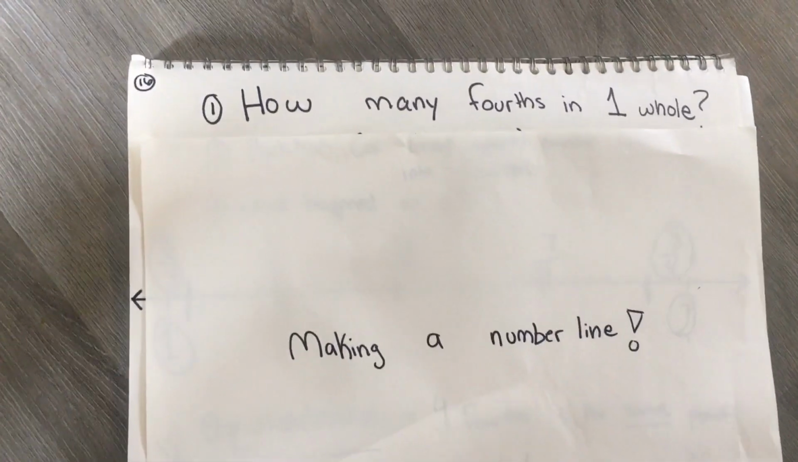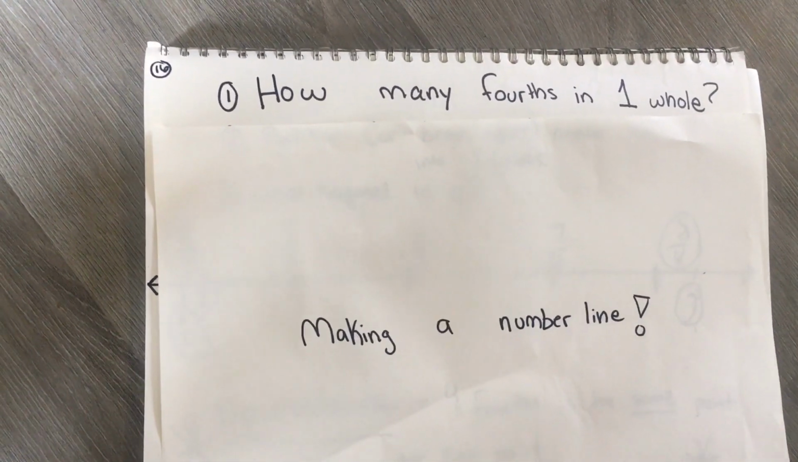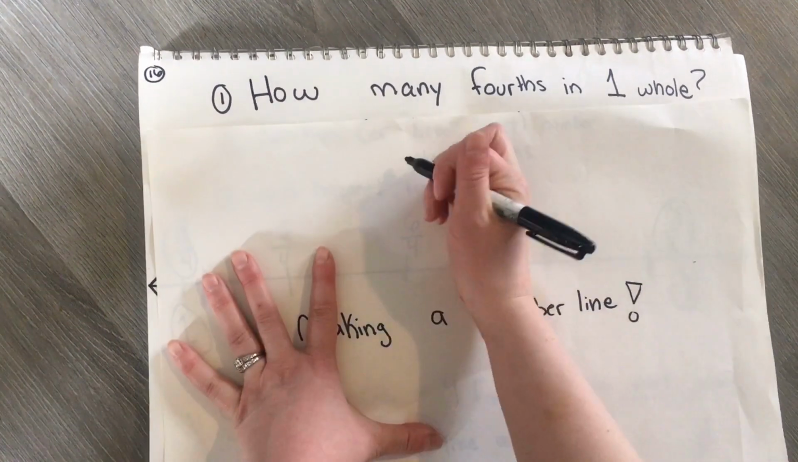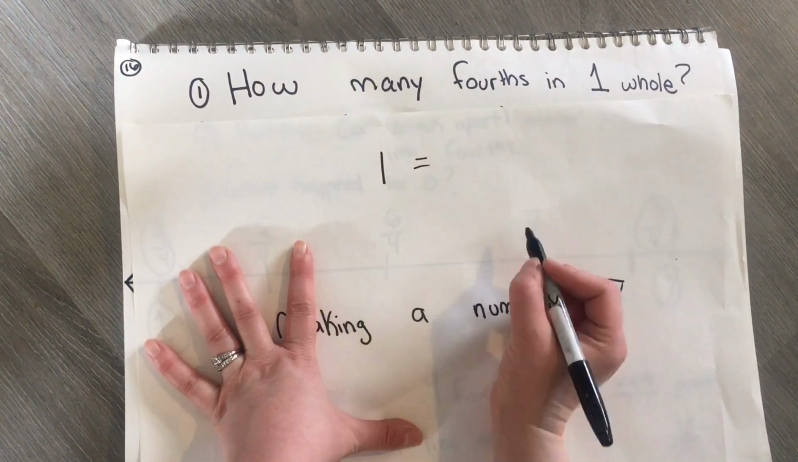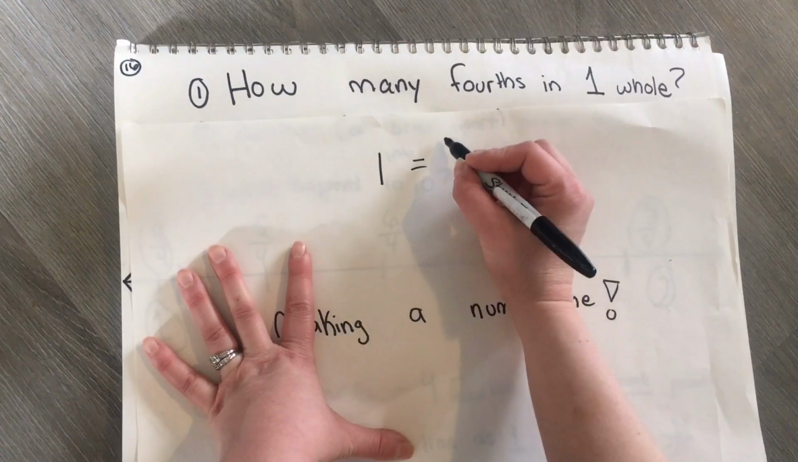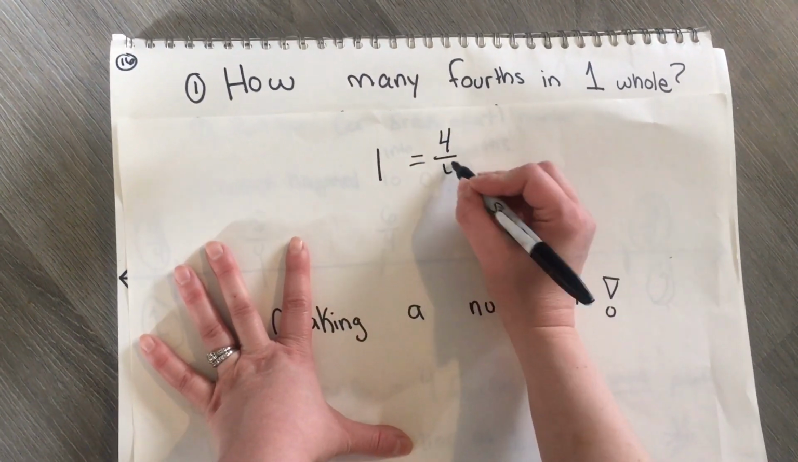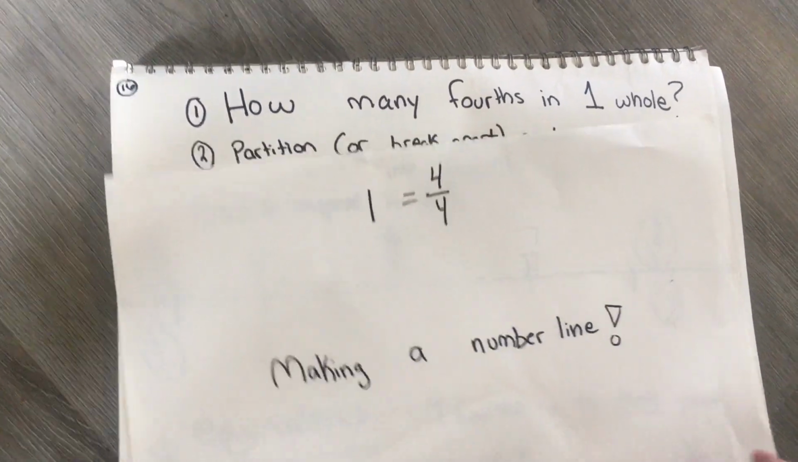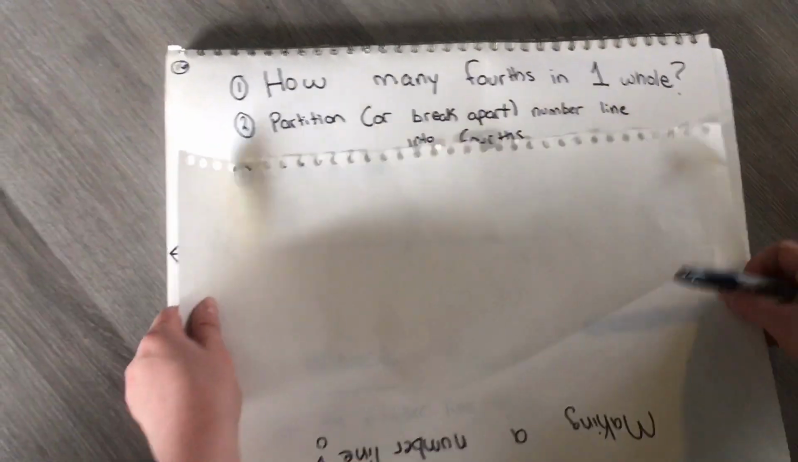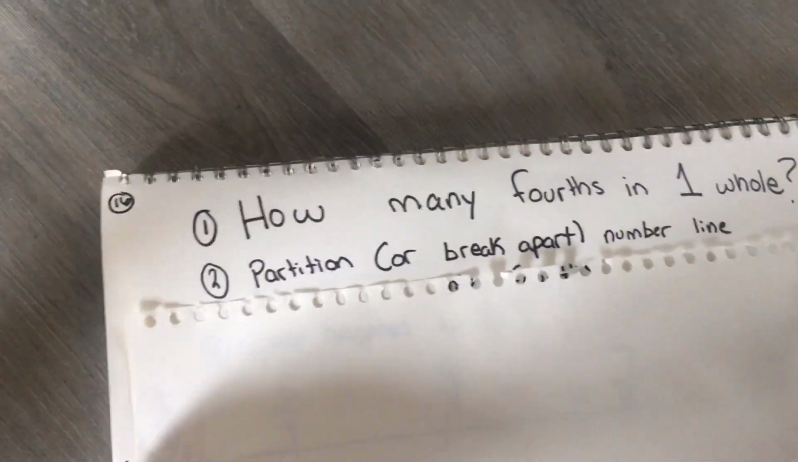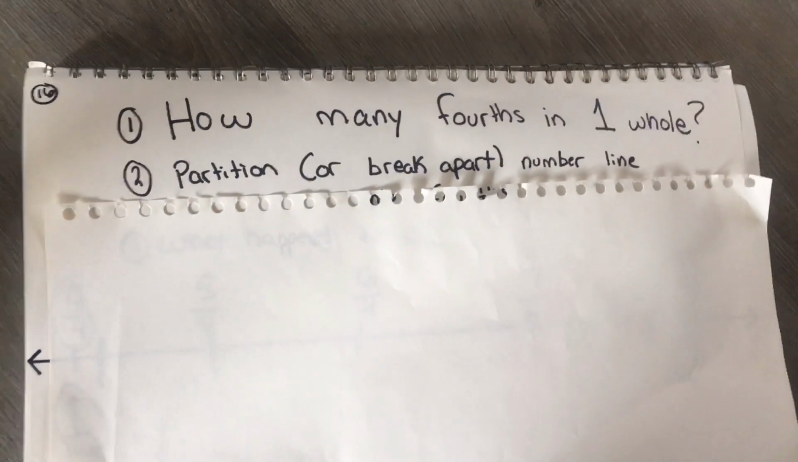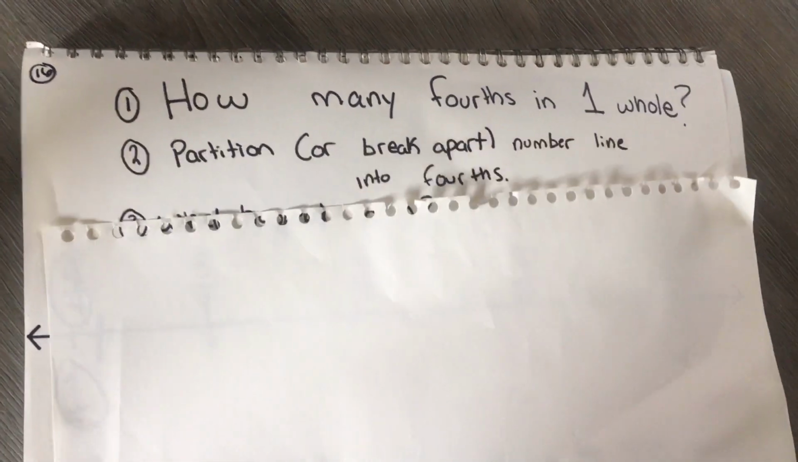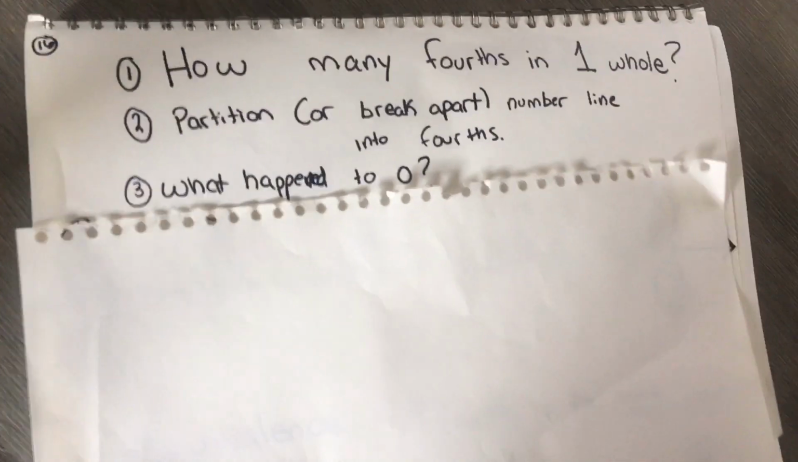First, how many fourths are in one whole? So if we think about that, in one whole, if we were to write that as a fraction, it would be 4 fourths. 4 fourths is equal to 1 whole. The next thing we're going to do is we're going to partition. And partition means to break apart the number line. Another question we need to think about is what happened to 0 on our new number line.